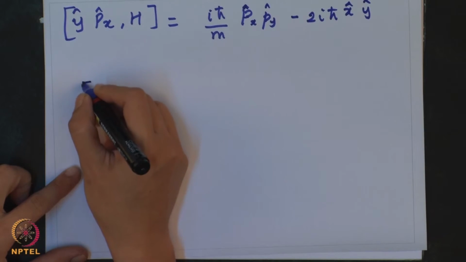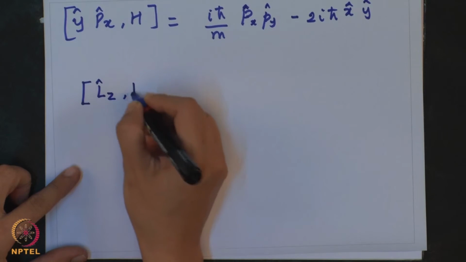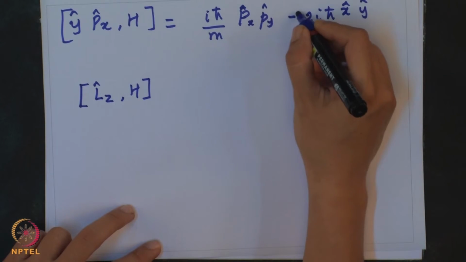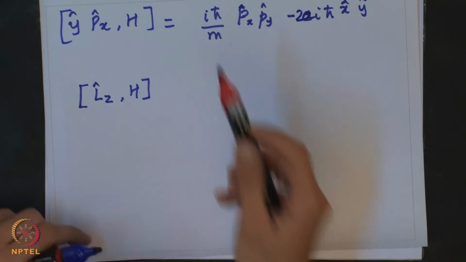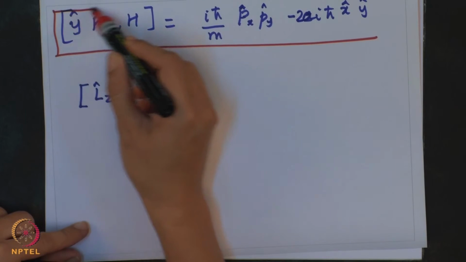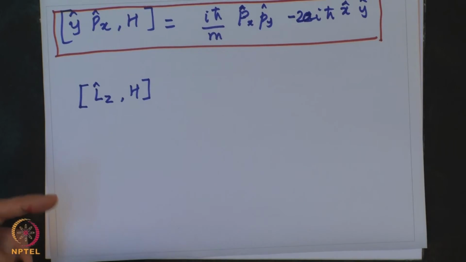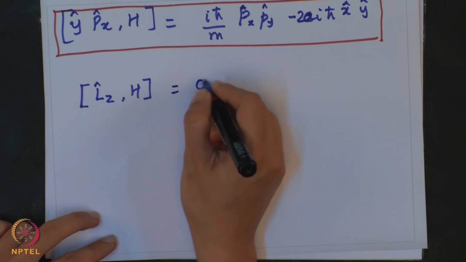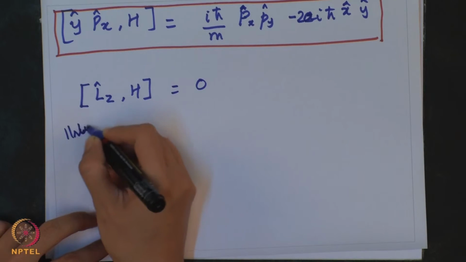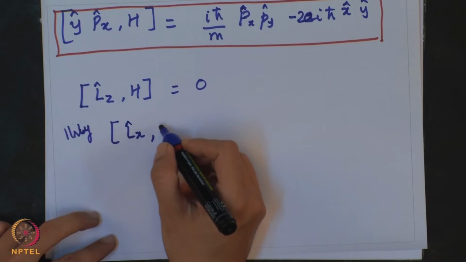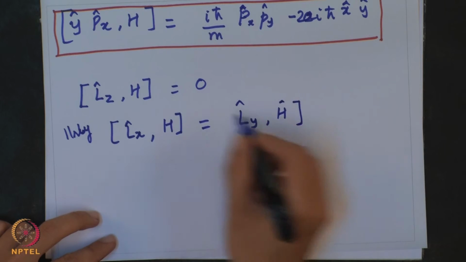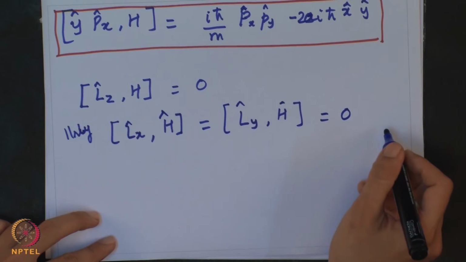Now with this you can find Lz with the Hamiltonian operator. You have to subtract this term from this. You can see they are equal and opposite. So, this is the second term, I h cross px py upon m minus 2 a I h cross x and y. So, this gives me 0. Similarly, as an exercise you can evaluate Lx and H, and Ly and the Hamiltonian operator. This would give us 0.